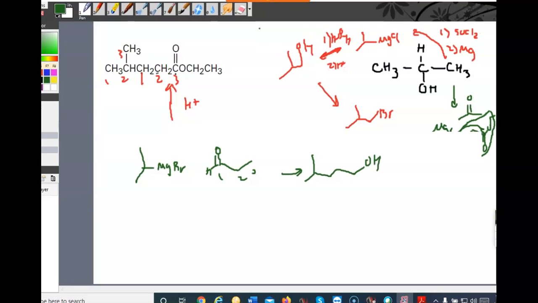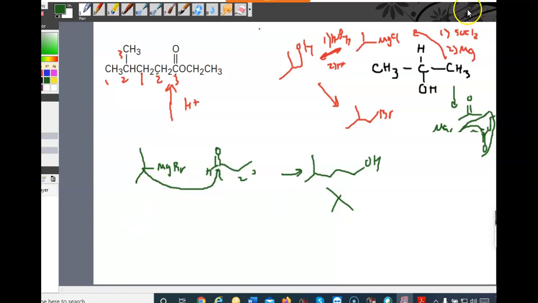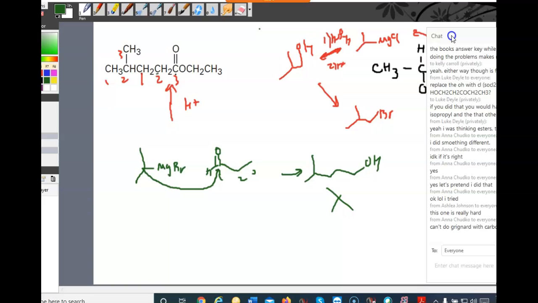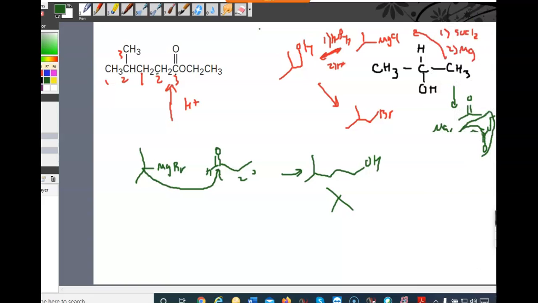If you want to go off mic, you can go off mic and tell me. So I can't make that compound like this. The reason is because this carbon attacks this carbon. Can't do Grignard with carbonyl. No, it could. It could.